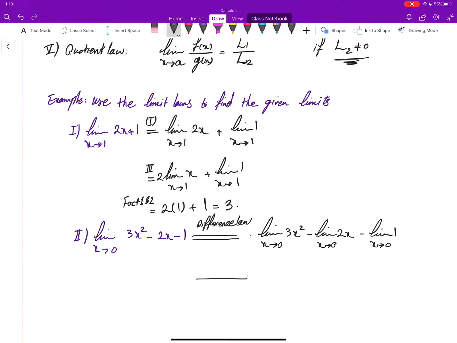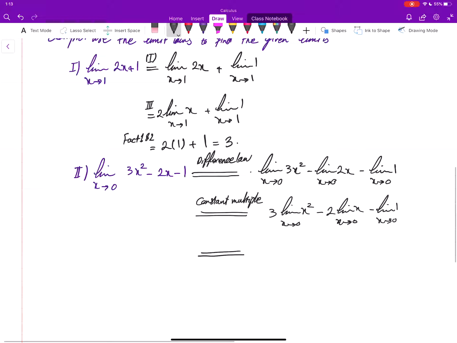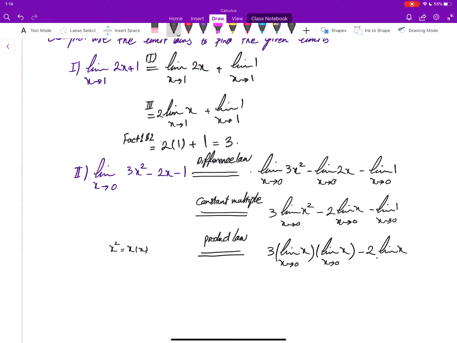Then use the constant multiple law. The constants come out, and we have the limit of 1 as x goes to 0. For the first one, x squared is x times x, so these are two functions multiplied, and we can use the product law, which gives us 3 times the limit of x as x goes to 0 times the limit of x as x goes to 0, minus 2 times the limit of x as x goes to 0, minus the limit of 1 as x goes to 0.